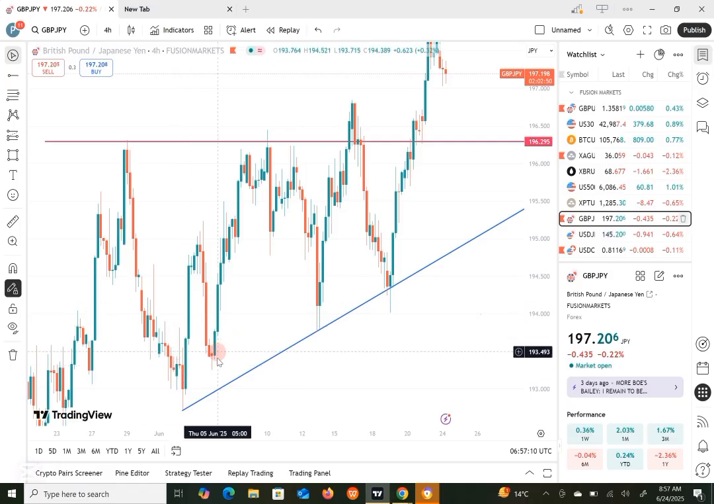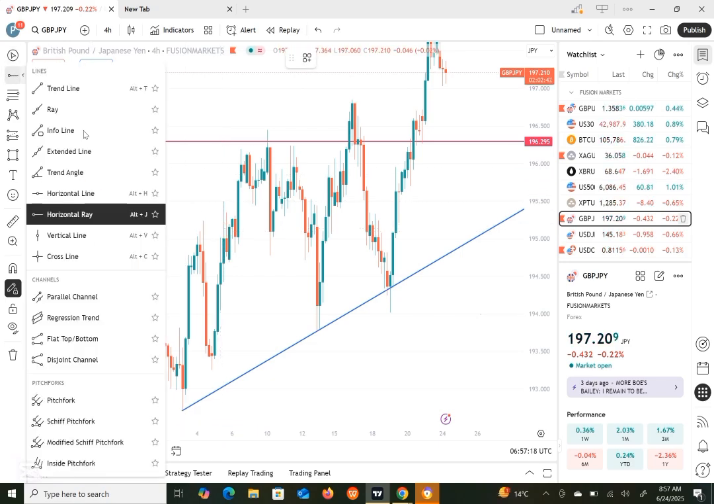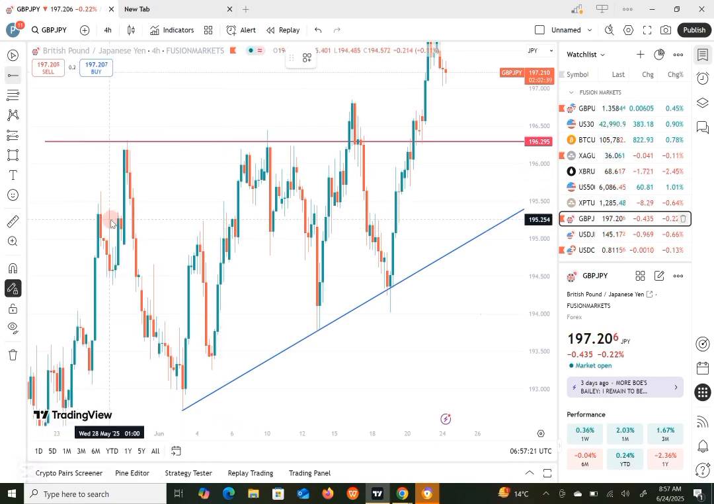After price came back to retest the order block, it came up and it broke the structure. It broke the structure right here.